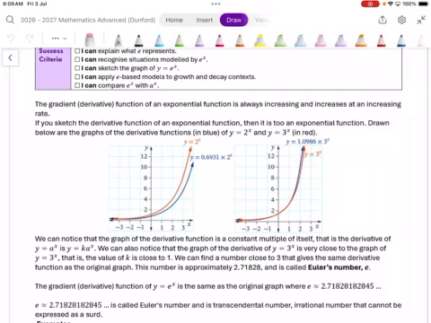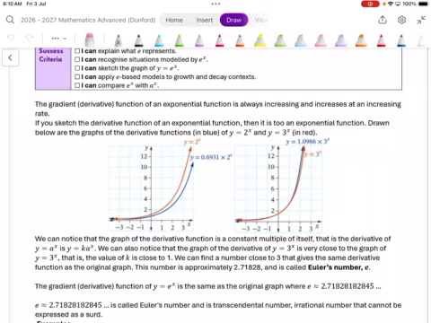multiple of itself. So for our first one, y equals 2 to the power of x, the derivative is y equals 2 to the power of x, but it's just been multiplied by 0.6931. And then for our y equals 3 to the power of x, it's just been multiplied by 1.0986. So the derivative of y equals a to the x is y equals k a to the x.